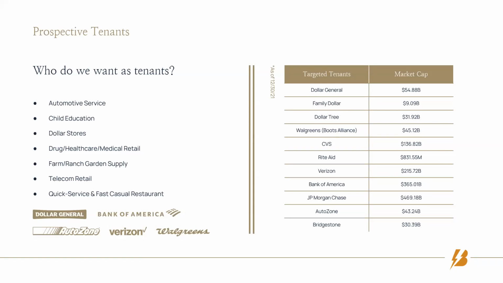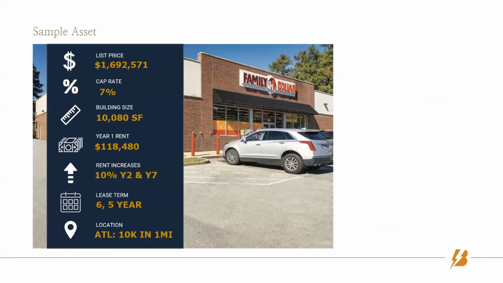But let's go through a sample asset really quick. I'll show you what some of these assets that we look at are, just to give you a flavor of something we might target. Here's an example. So this is a Family Dollar. It's almost $1.7 million with a 7 cap. It's just over that sweet spot, 10,000 square feet.